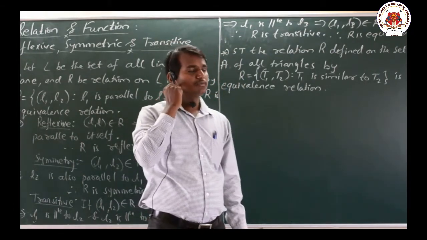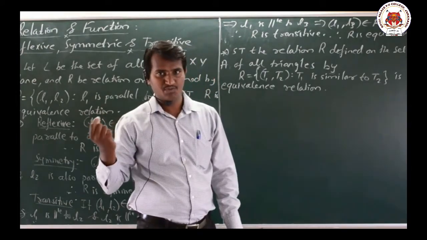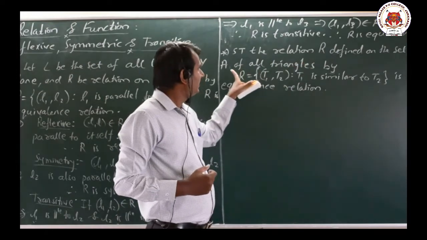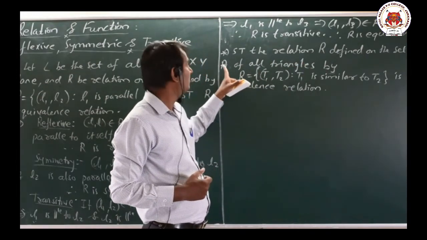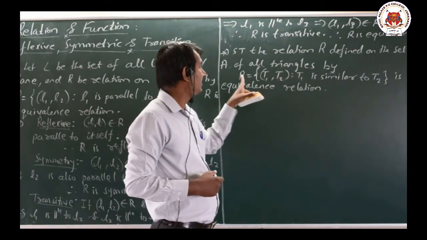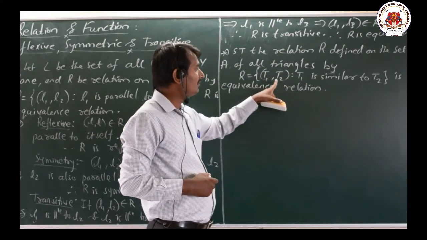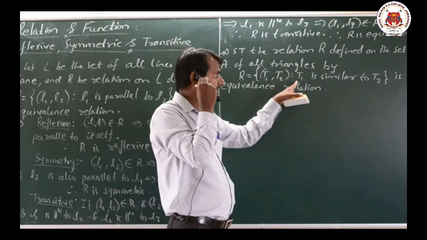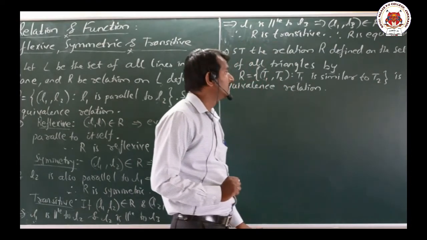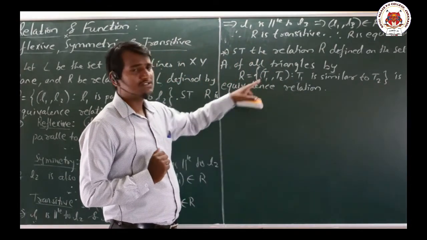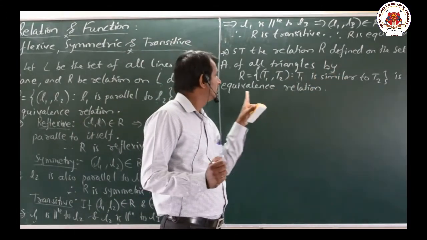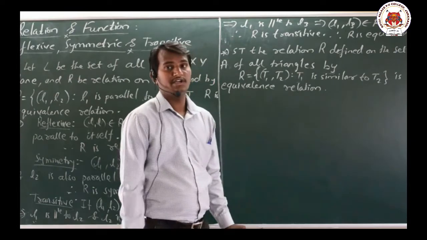Now what is the next problem here? It is very similar to the first problem. Show that the relation R defined on set A, the set of all triangles, defined by R equal to {(T1, T2) such that T1 is similar to T2}, is an equivalence relation. Here capital T means triangle.